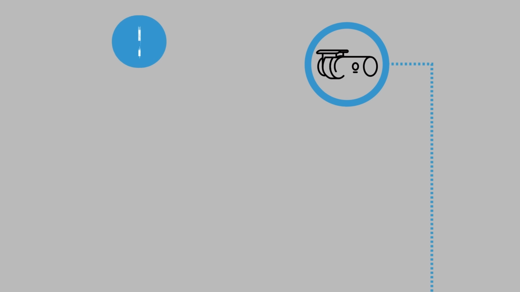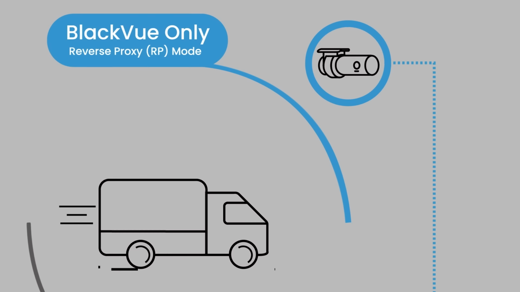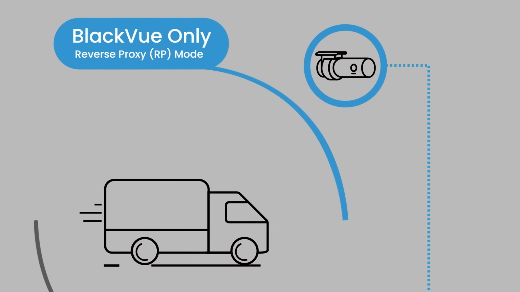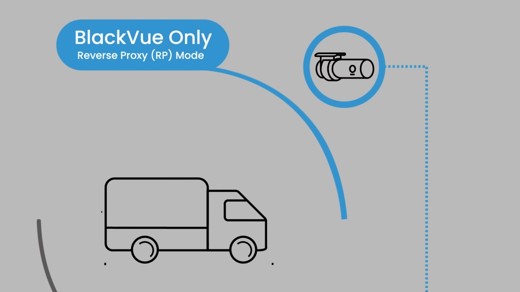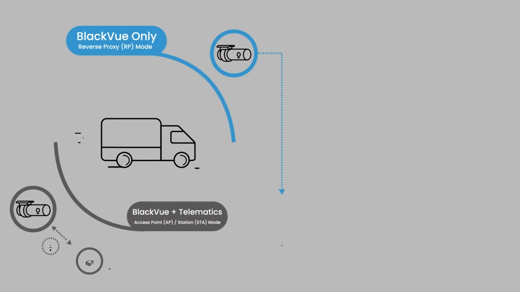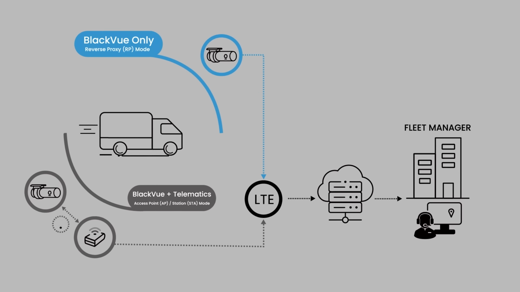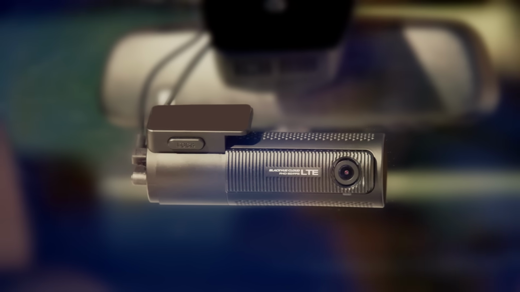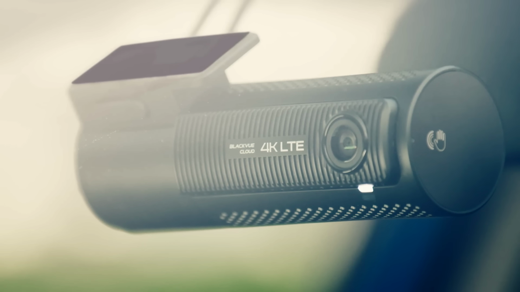With Reverse Proxy Mode, you can connect directly to our line of BlackVue cameras without the need for onboard telematics devices. Reverse Proxy Mode enables you to connect BlackVue dashcams to your own servers with any mobile Wi-Fi router, or by taking advantage of select BlackVue cameras that feature built-in LTE connectivity.